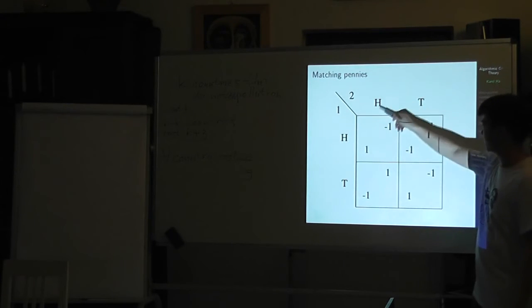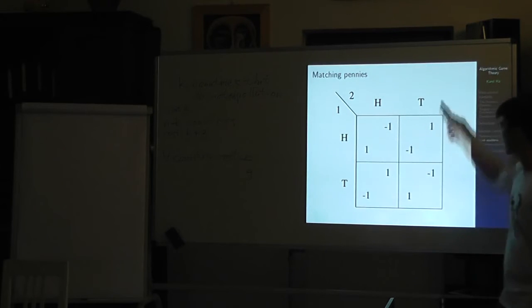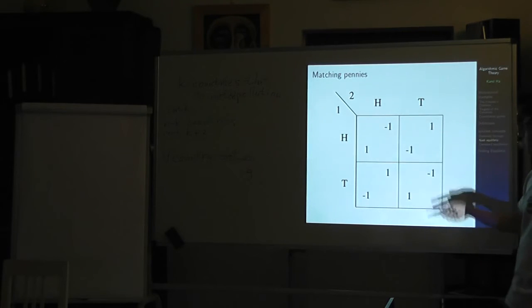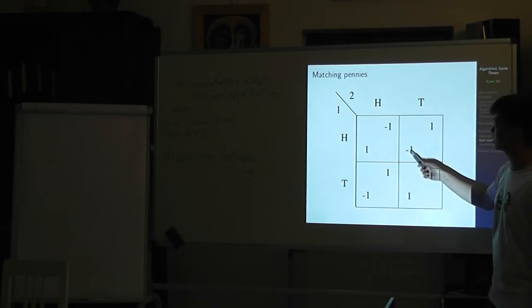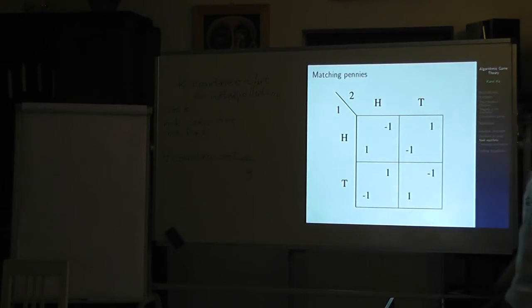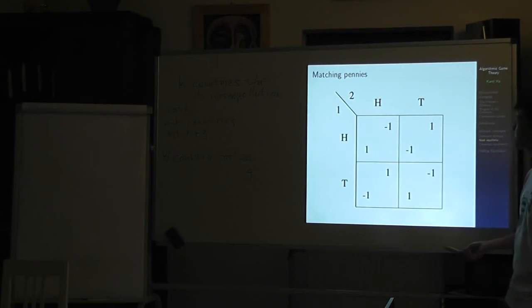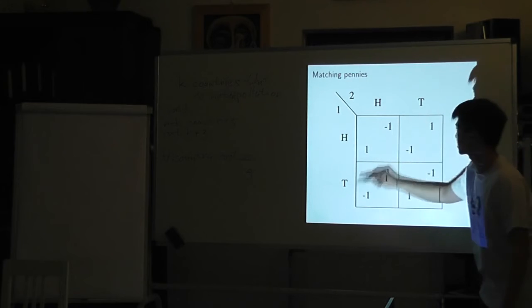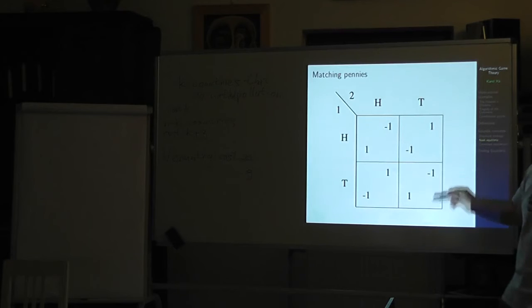So if two heads occur, then he would win and get 1 point. Or if two tails occur, then he would also get 1 point. But if the pennies mismatch, heads and tails, or tails and heads, he would lose a point. On the other hand, the second player is the mismatcher. So he wants the pennies to mismatch. So if heads and tails occur, or tails and heads, he would win. And if heads and heads, or tails and tails, he would lose.